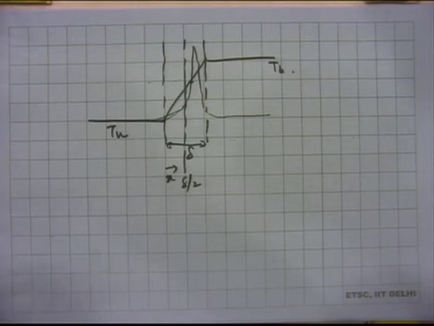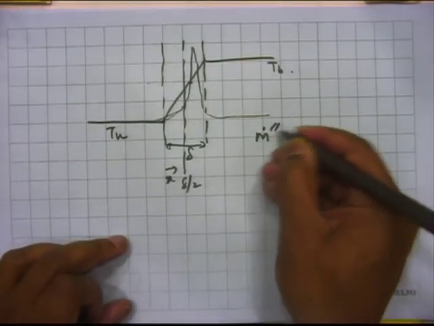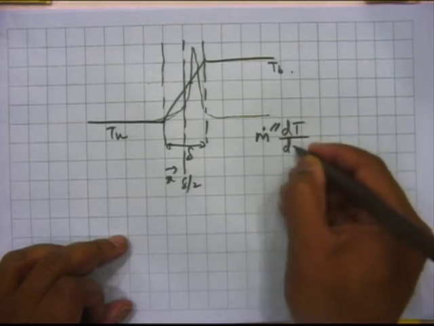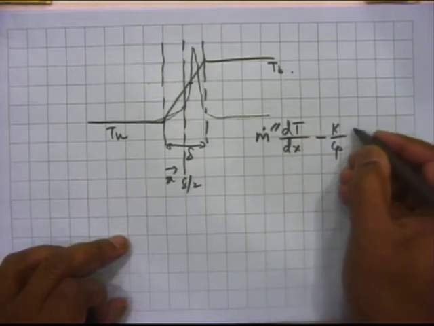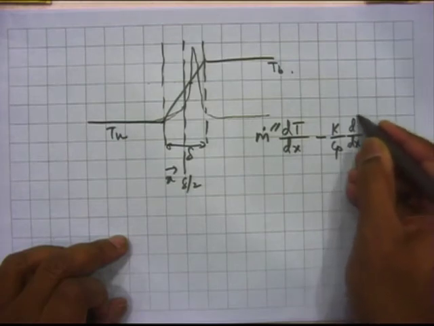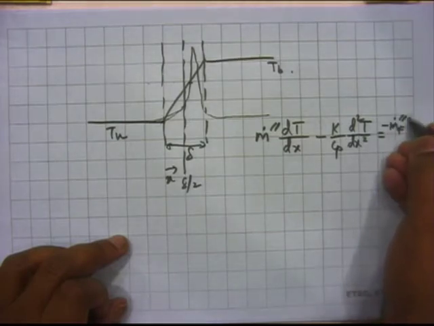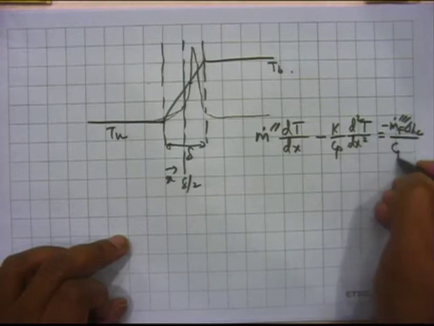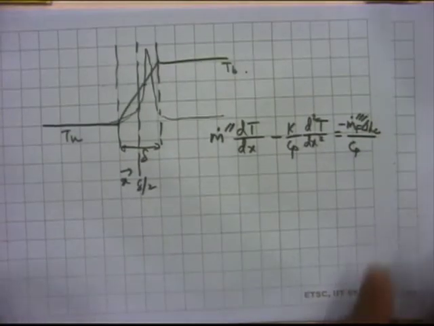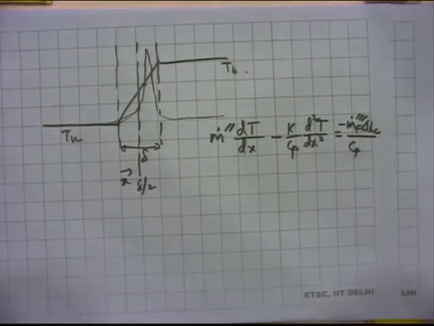We will keep this in mind and again integrate the same energy equation that we had. The energy equation we were talking about is m dot double prime dT/dx minus k by Cp, and so on. That is the energy equation. Now, we will integrate between x equals minus infinity and 0.